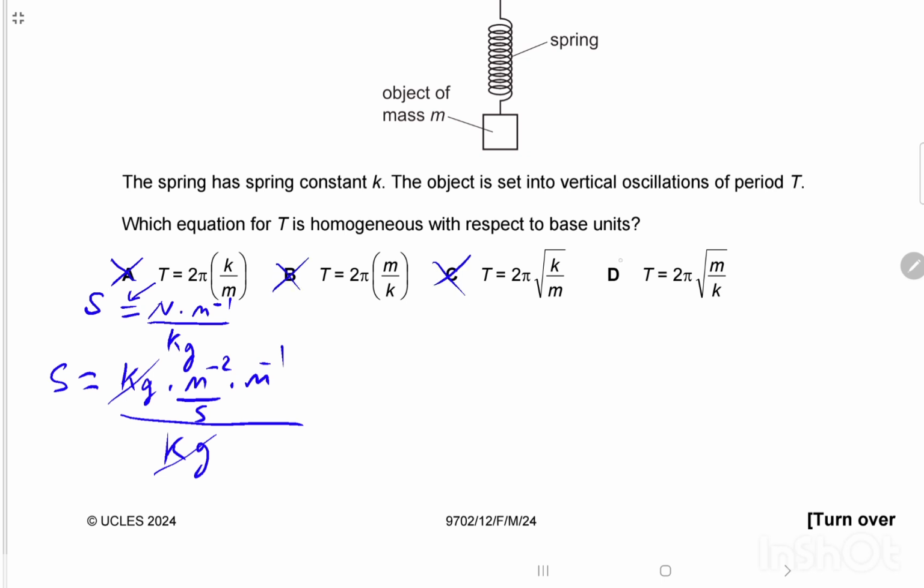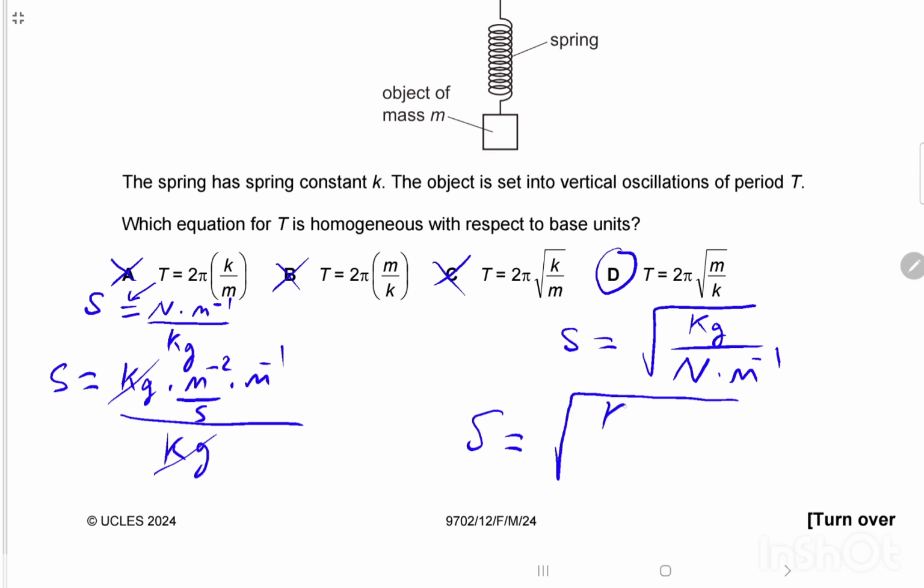Let's check together option D. So here you have T is second, 2 pi, we ignore it as we said, square root, mass is measured in kilogram, and k is Newton times meter to the power of minus 1. So let's write it, Newton times meter to the power of minus 1. So second is equal to square root, kilogram.